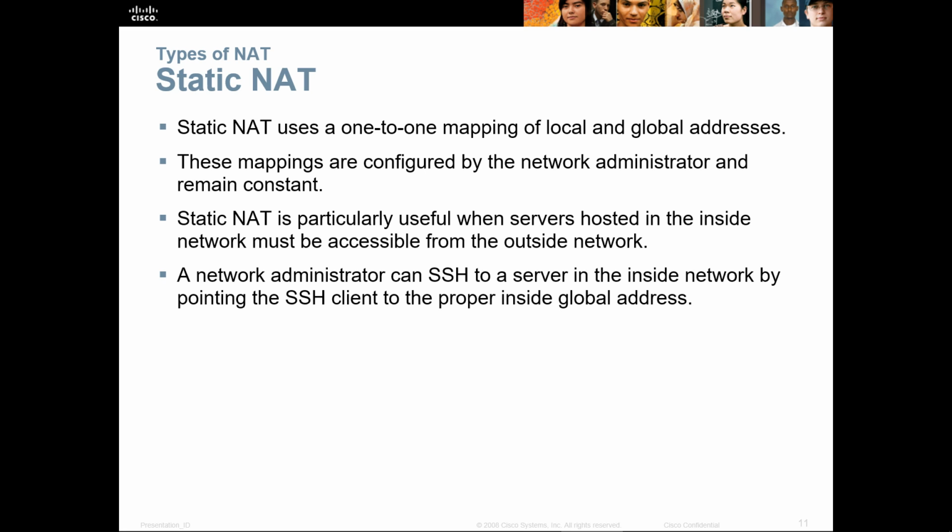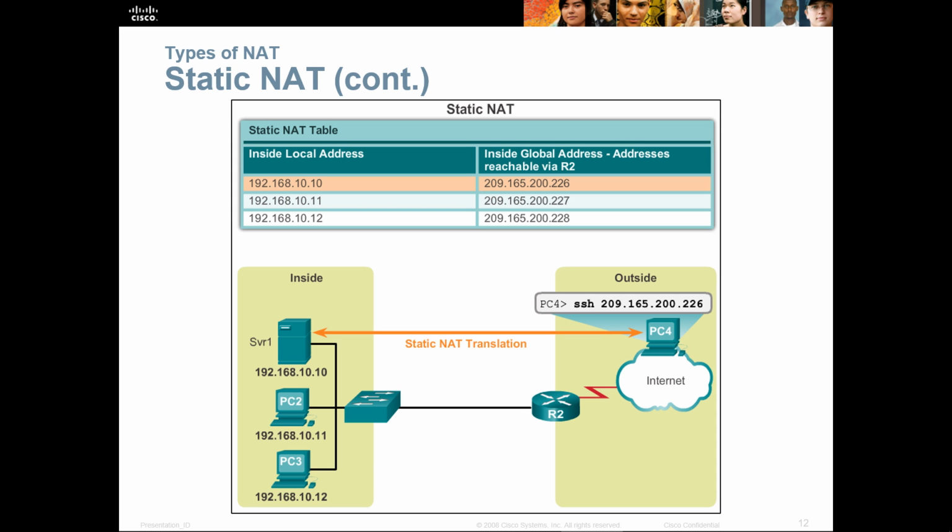So static NAT. Static NAT uses a one-to-one mapping for a local and global address. This is where you may want a specific resource internally, also accessible externally. These mappings are configured by the network admin and should remain constant. Normally, again, it's when you have a network service internal that you want allowed outside access. Normally I do this for things like VoIP servers or file servers that require outside access, or that I want to be able to access externally, or gateway addresses or remote gateways, things like that.